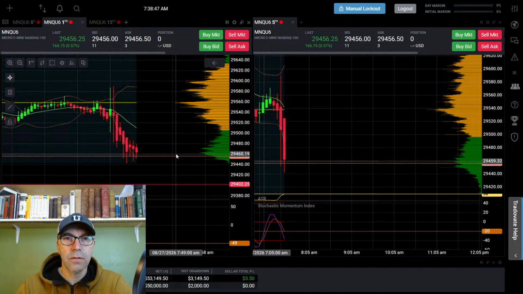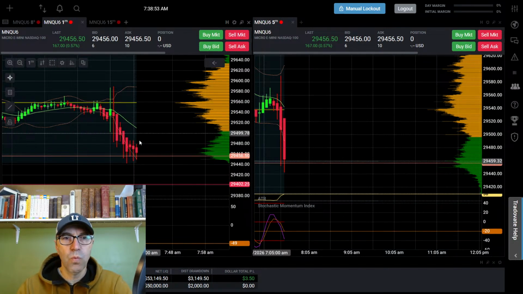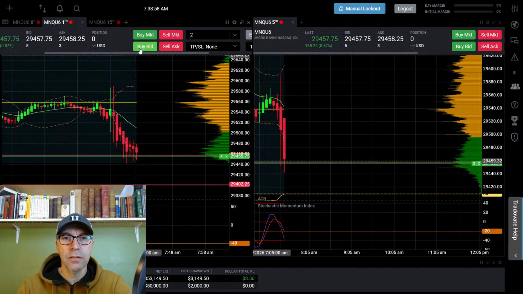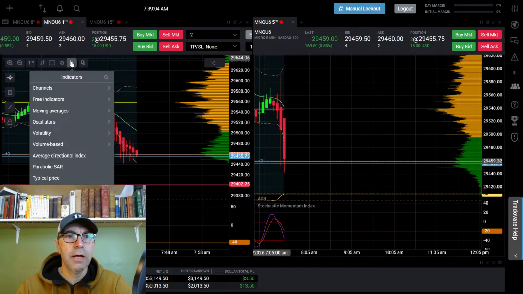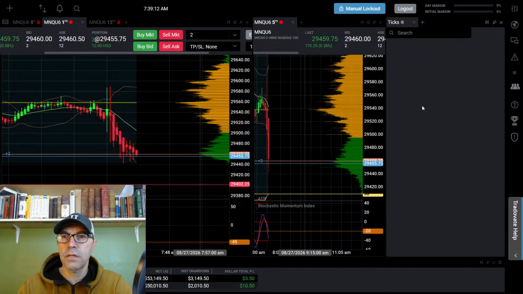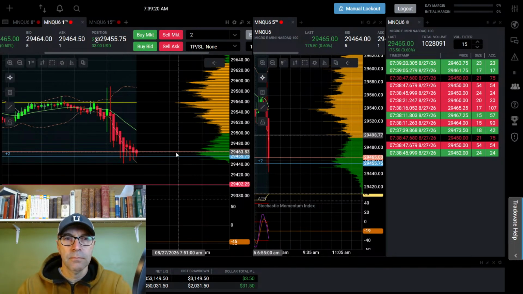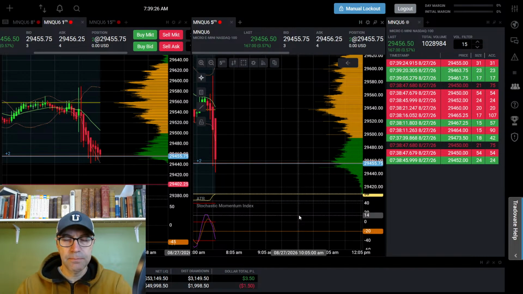All right, so here's our volume profile. Way below point of control, way below. I'm going to put on 2 longs right here. Let me add this module, time and sales. All right, time and sales for our MNQ, and we'll crank it up to 15. Slap that in the middle.